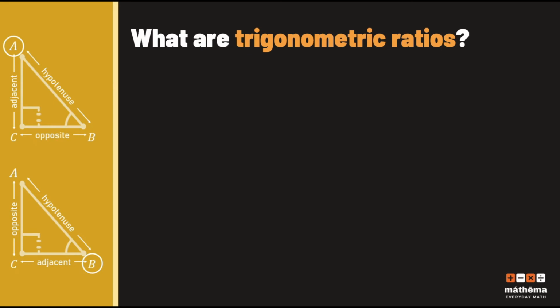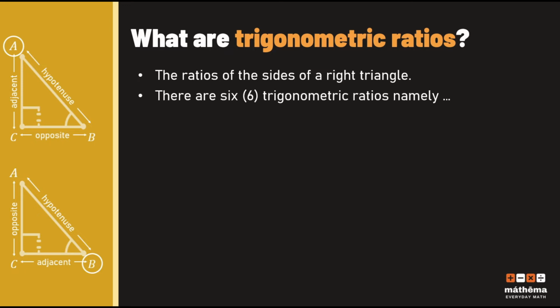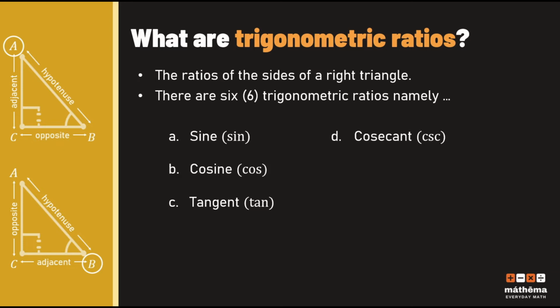So what are trigonometric ratios? When we're talking about trigonometric ratios, these are the ratios of the sides of a right triangle. There are 6 trigonometric ratios. Namely, we have the sine, the cosine, the tangent, the cosecant, the secant, and the cotangent. So sine is written as sin, cosine is cos, tangent is tan, cosecant is csc, secant is written as sec, cotangent is written as cot.